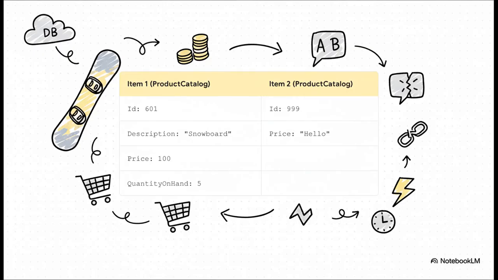And check this out, this slide just shows that flexibility perfectly. You've got two items here from the same product catalog table. Item 1 looks like a normal product, right? It's got a price, a quantity, but look at item 2. It's missing attributes, and its price is a word. It's the string hello. In a traditional database, this would just be impossible. It would throw an error. In DynamoDB, it's just another day at the office.